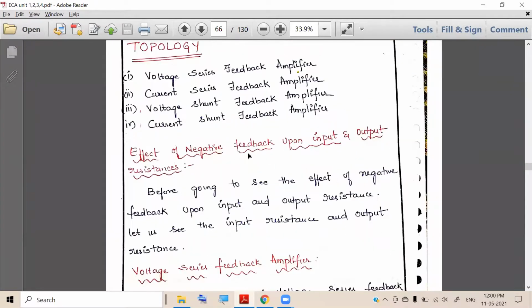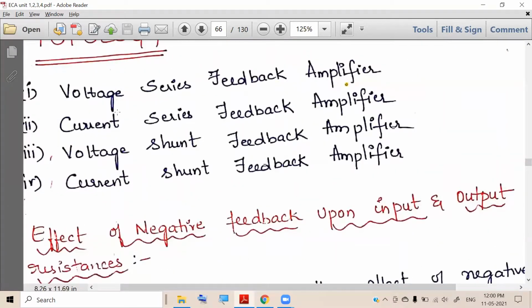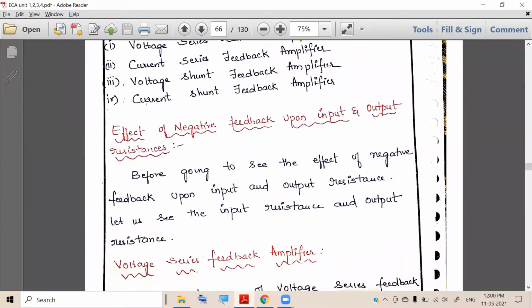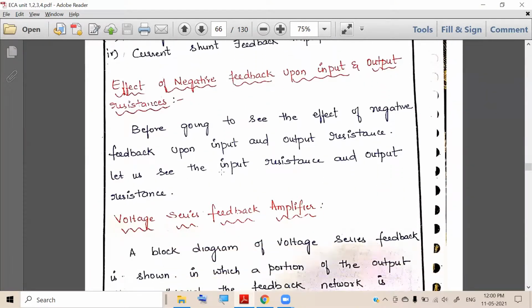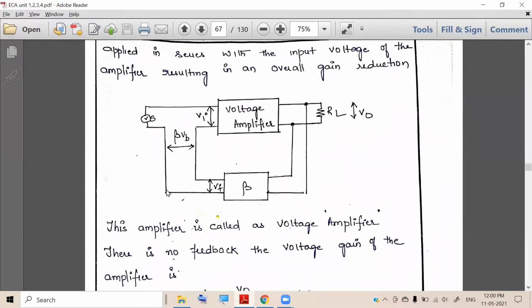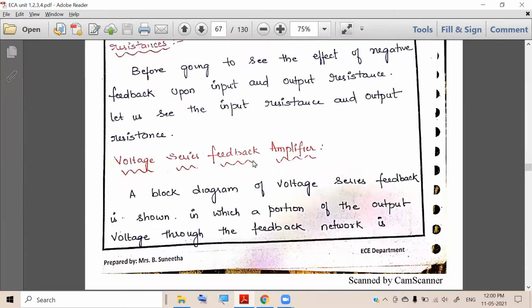So voltage series feedback: output we are taking as parallel connection, input we are giving as series connection. This is voltage series feedback.